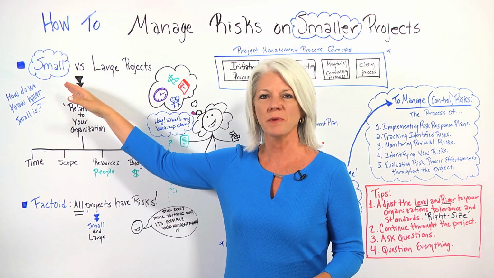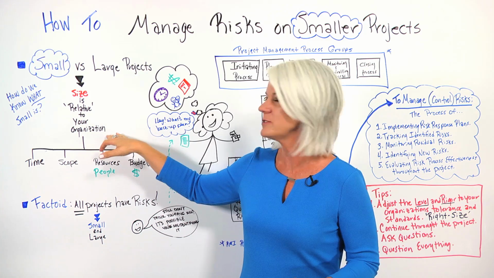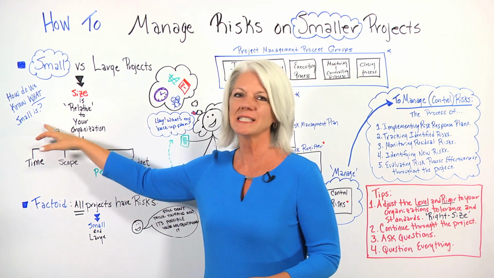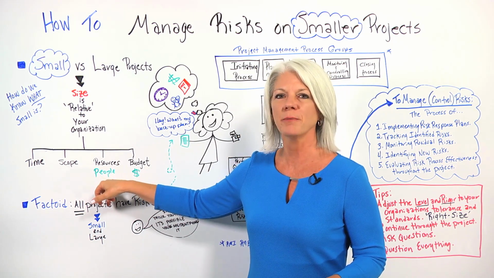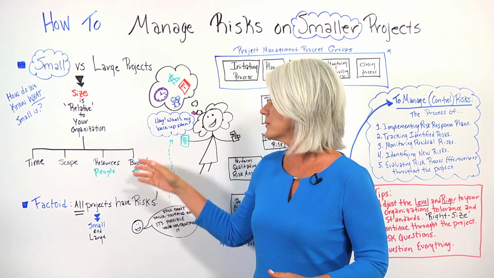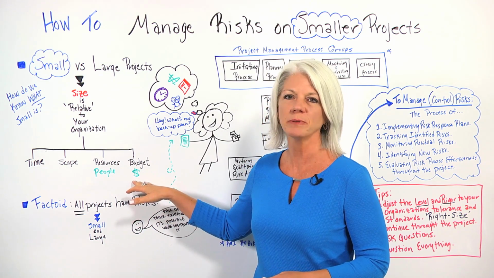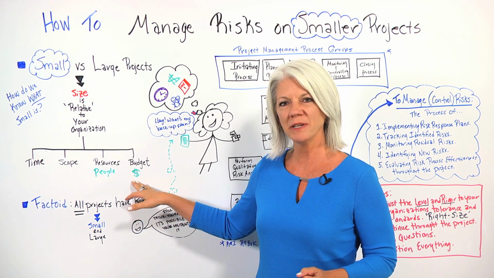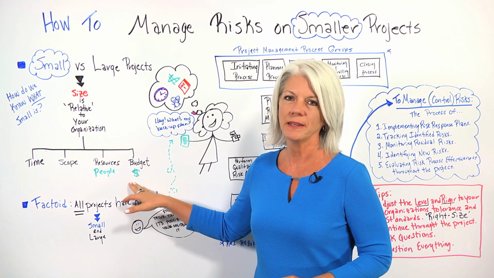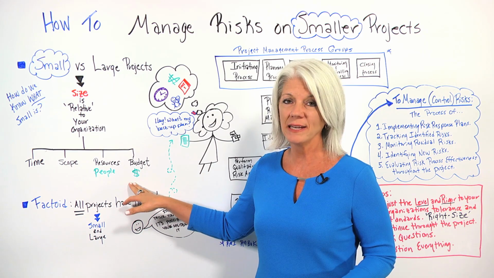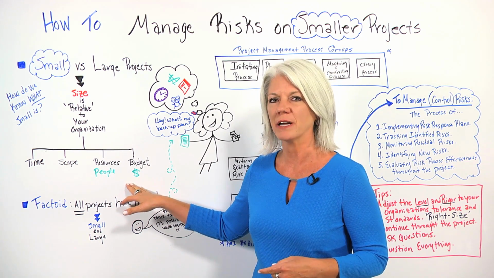When we talk about small versus large projects, the size is really relative to the organization. I mean, is it small in relation to time or the scope or even the number of resources or budget? For instance, I know a telecommunications company who had a software implementation. It was $500 million with 300 people on the project. Well, sounds like a large project, right? Well, in relation to this company, that was one of the smaller projects.